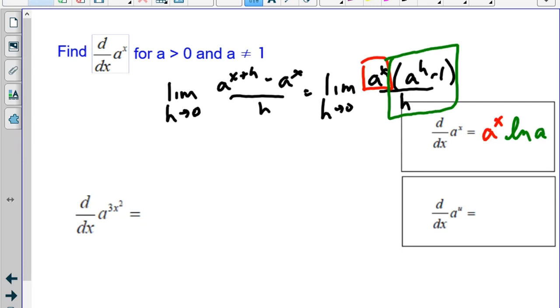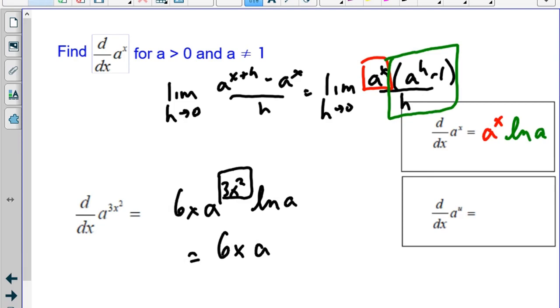So if we look at this last problem, the derivative with respect to x of a to the 3x squared, what we end up with is a to the 3x squared times the natural log of a, and then we have a chain rule component. So this 3x squared, we have to take the derivative of that, so we get 6x. So the derivative of this would be 6x times a to the 3x squared times the natural log of a.